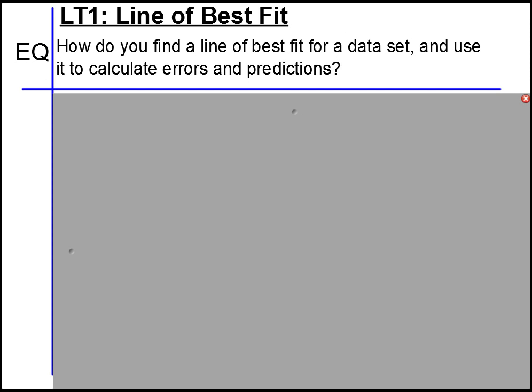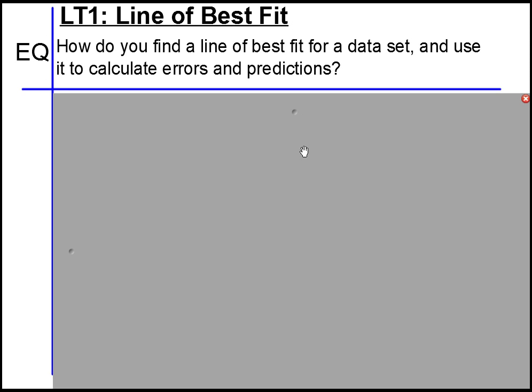This is the first lesson in our unit on statistics. Learning target 1 is the line of best fit. How do you find a line of best fit for a data set and use it to calculate errors and predictions? So we're going to talk about a bunch of different things in this lesson.